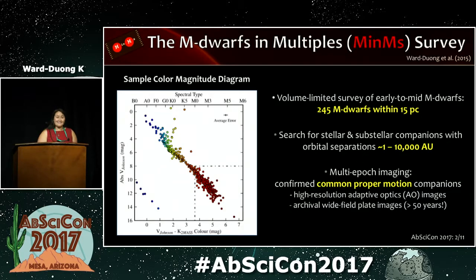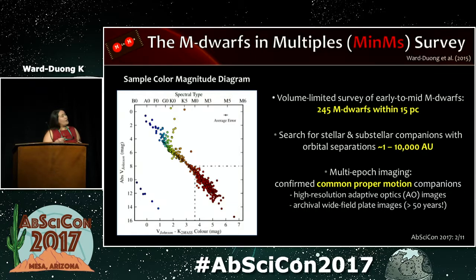Starting off with the binaries, the first thing that I'm going to talk about is our M-dwarfs in multiples, or M&M survey. This is a volume-limited survey of 245 stars within 15 parsecs. We can see that plotted here, these are all about 500 stars within 15 parsecs of the sun from the Hipparcos satellite. We're looking at the brightness in V magnitude versus the color, and we're focusing on this region here of the early M-dwarf stars. The early to mid M-dwarfs also have a nice match with the target selection for, for example, the TESS mission, which will look at the nearest brightest M-stars.